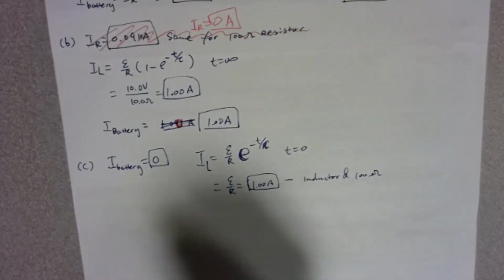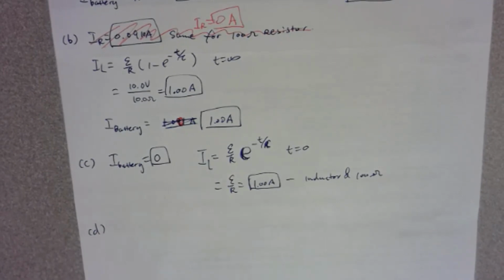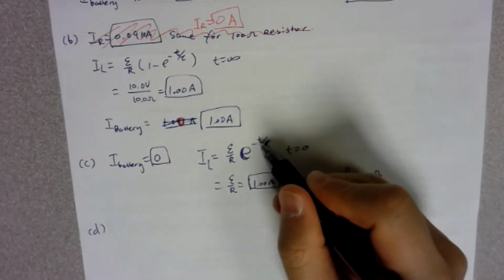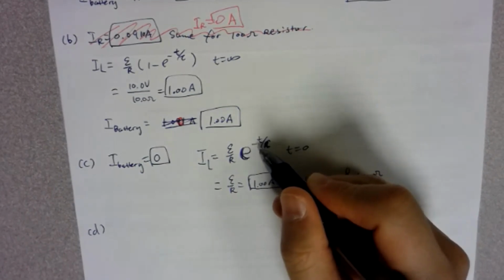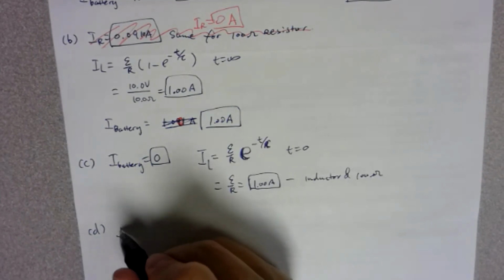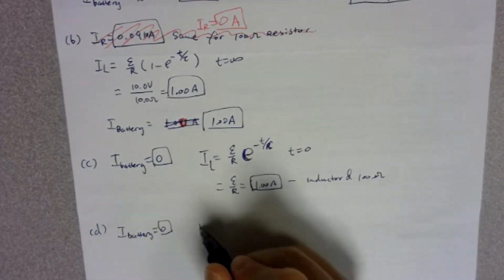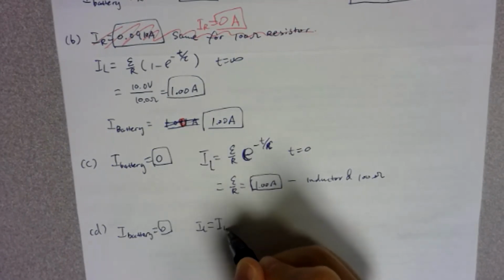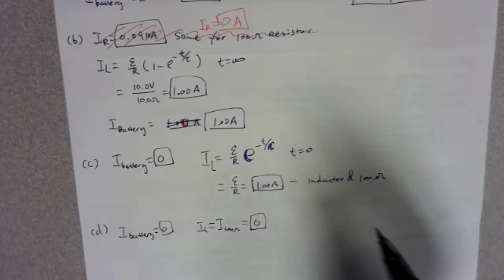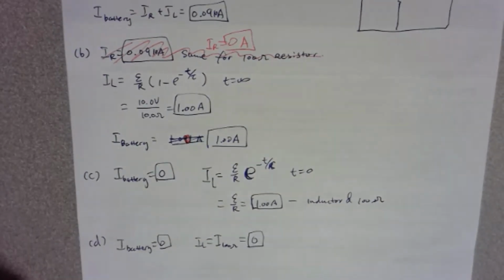Now, long after part D, long after this is closed, this t now becomes infinity. So if it's infinity, then minus infinity, right? e to the minus infinity is 0. So everything then will be 0. So I on the battery is going to be 0. I on the inductor and I on the 100 ohm resistor should also be 0, because now you have used up the energy stored in the inductor.